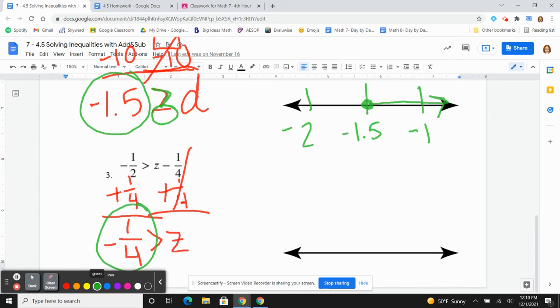So we're going to make negative 1/4 our line. Sorry, mine's not in the middle, but it's because of that toolbar right there. And is my circle going to be open or closed on my graph, Reagan? It's going to be open. And which way is my arrow going to be pointing? Look at the greater than sign. Which way is it pointing? To the right.